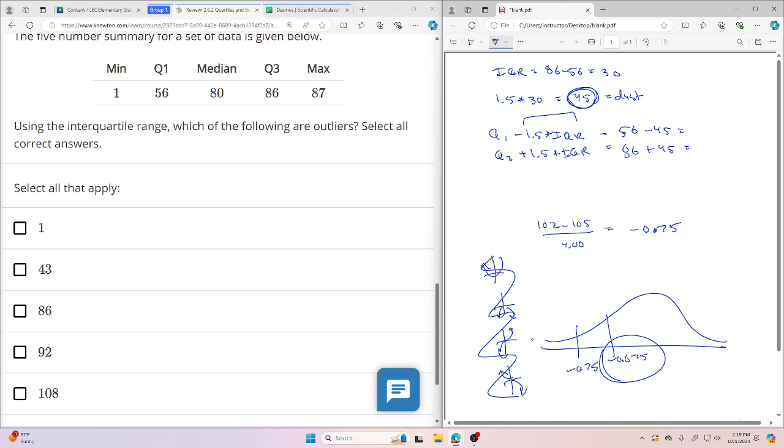Correct. Yes, it's going to give me the lowest and the highest, and everything outside of that is an outlier. So 56 minus the 45, is that 11? I think it's 11. And then this guy, 86 plus that is 131. So it's anything between these is fine. Anything outside is no good.